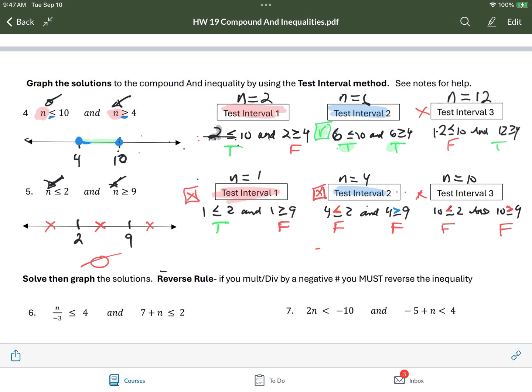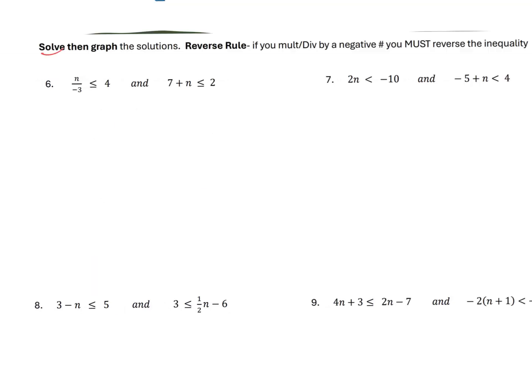Okay, let's go to the next, let's go to 6 and 7. Okay, you must solve and then graph. Some of you didn't graph. Don't I have to multiply both sides by -3? And didn't I just multiply by a negative number? So don't I have to apply the reverse rule? Make sure that you are observing and checking to see if you need to use a reverse rule. Then we subtract 7. Some of you are not showing all your steps. You need to make sure you're showing all your steps.